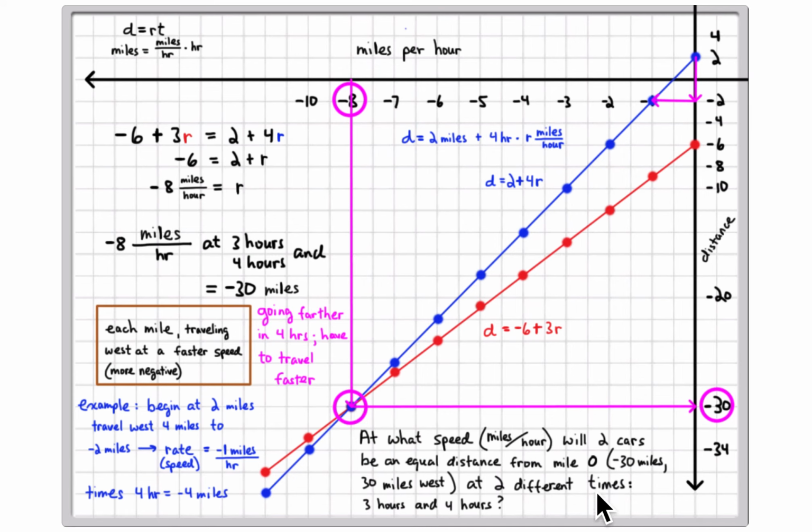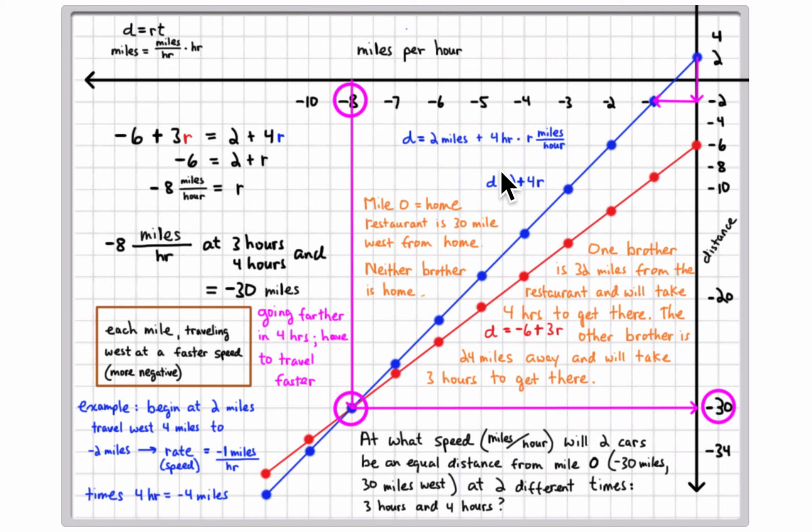Okay, what's a story that might fit that? At what speed, miles per hour, will two cars be an equal distance from mile 0? This right here. So two, same speed, but two different time points to get the same distance. It's a very tough problem to understand. So two different times, yet going the same speed.